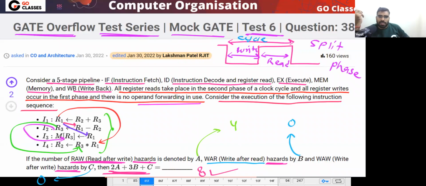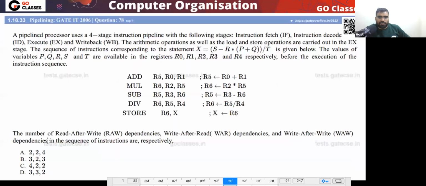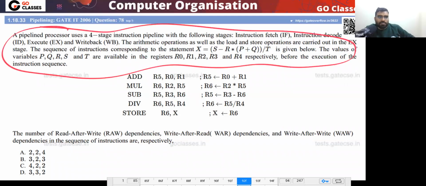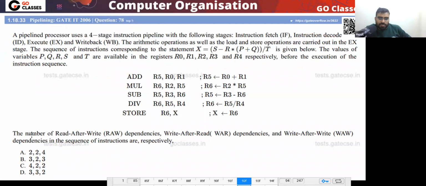Simple question. If this type of question comes in the GATE exam, can you solve them? Can you solve all of them? Let's see one GATE question. The question is asking for dependencies. Pipeline details are given to you. Do they matter?